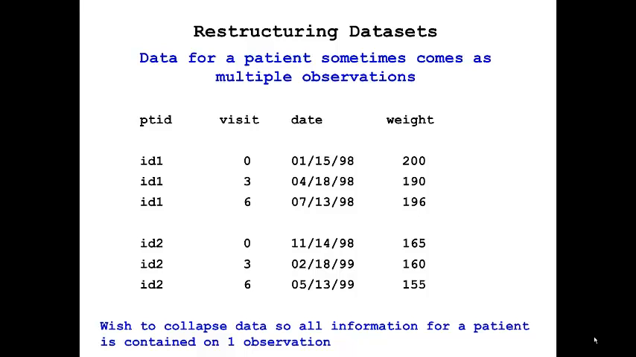So here is an example where we have a lot of observations for a particular patient, in this case 3 observations for each patient, and we want to turn this type of data set into, instead of being a long data set, meaning lots of observations, a wide data set where for each patient we have all the information on one row. So we want to collapse the data so that all the information is contained in one observation.